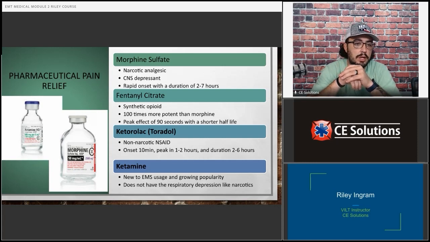Then we got ketorolac or Toradol. This is a non-narcotic NSAID. Onset of 10 minutes, peak in 1 to 2 hours, and duration of 2 to 6 hours. Is it Toradol or Tramadol? I think one of those two. And you guys that are watching this, go ahead and you can cross-reference me on that. I want to say that one of those two is insanely similar in compounds to heroin.